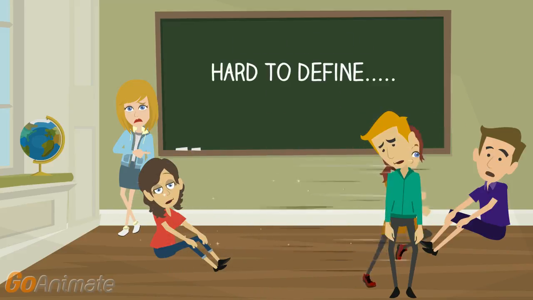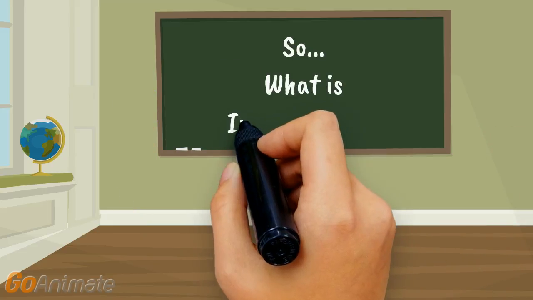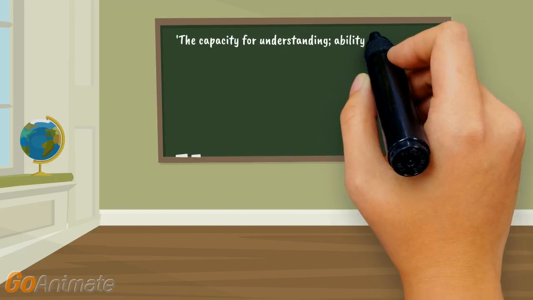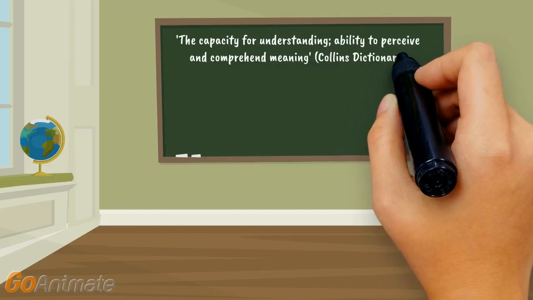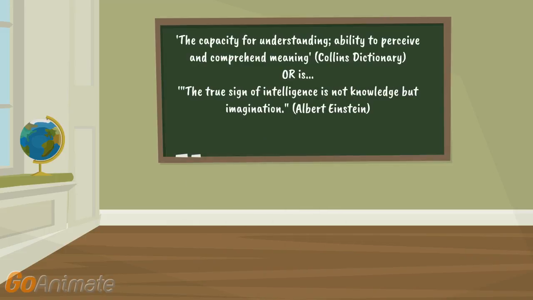Intelligence is a complex concept for anyone to define, so where to start? The Collins Dictionary defines intelligence as the capacity for understanding, ability to perceive and comprehend meaning. Or is it to do with knowledge? Or to do with imagination like Einstein said? The true sign of intelligence is not knowledge, but imagination. People have different concepts and understanding of what intelligence is.